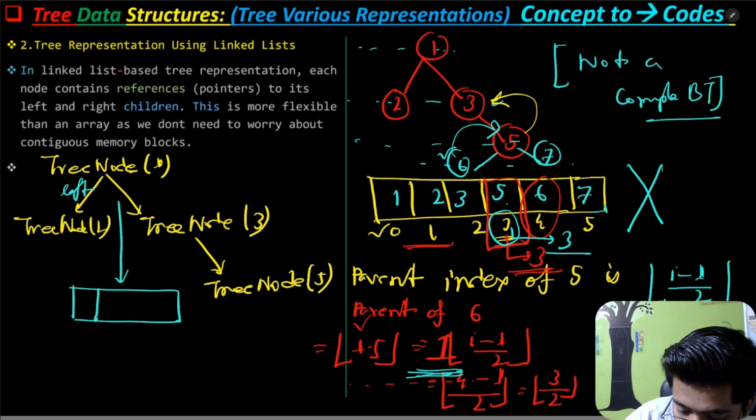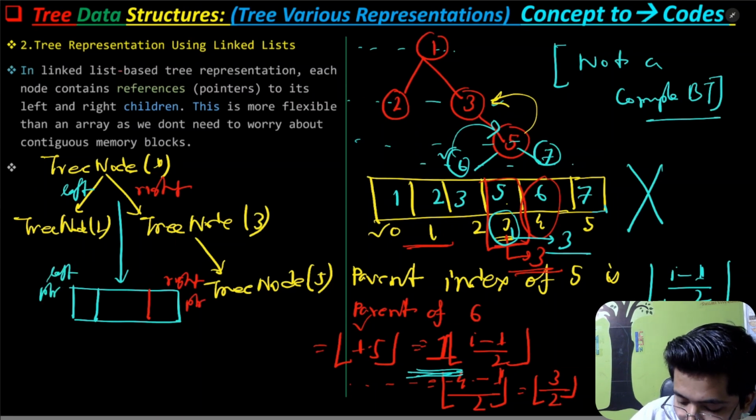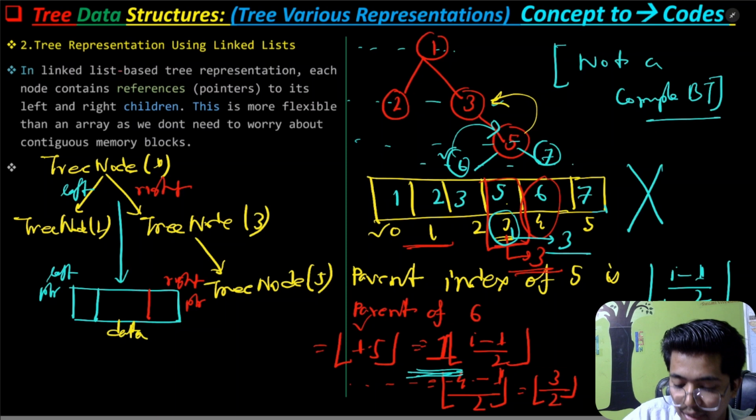Now we have a right pointer. This is the right pointer. So this portion is for the right pointer, where our right pointer is stored, and here our left pointer is stored. And in the main section the data is stored. The data is integer data, so we'll be storing the integer data 1 here. So that is the general structure.